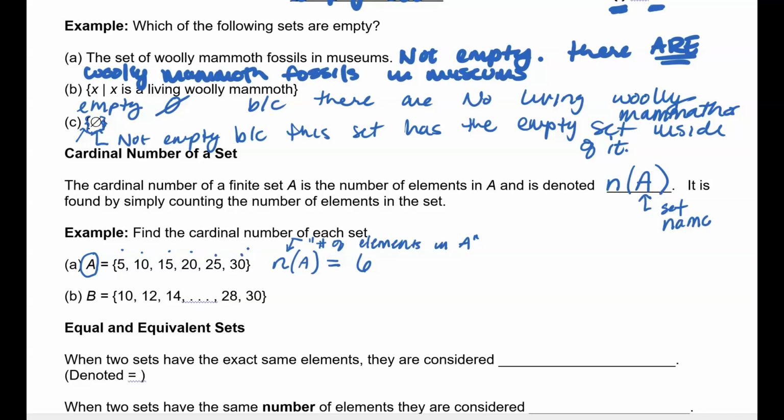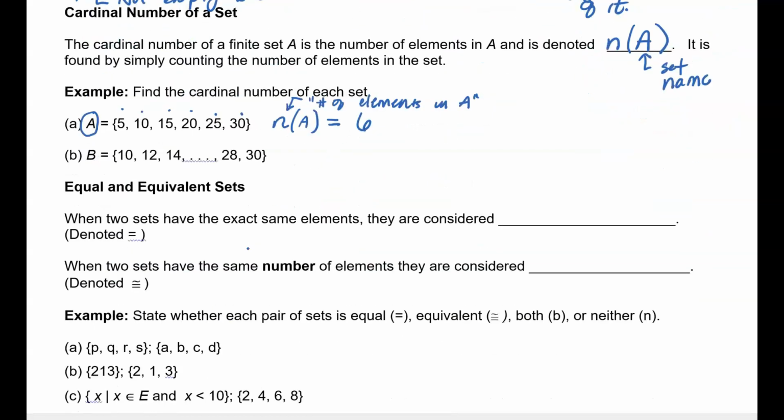In B, I tried to come up with some examples that could potentially be tricky. This could be tricky because you have the dot, dot, dot in the middle, not at the end. It's still a finite set because it has a beginning and an end. The dot, dot, dot is just used so the author doesn't have to list out all the numbers in between. So n of B, since this set name is B, I'm going to count all of these numbers. The key though is that you have to count the middle. So at this point I would probably just write this all out.